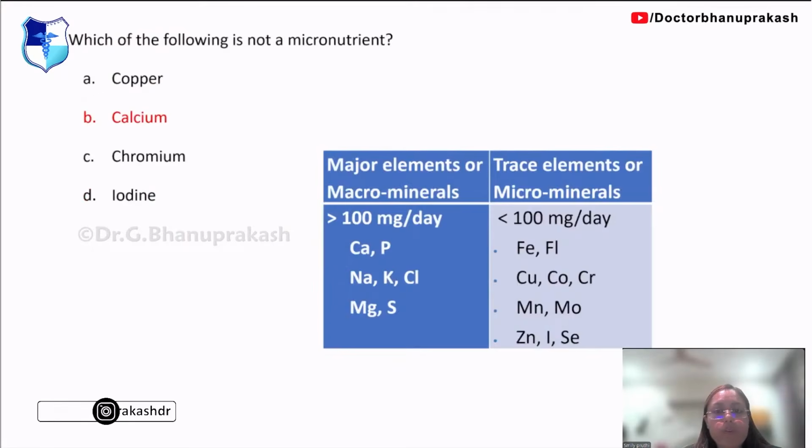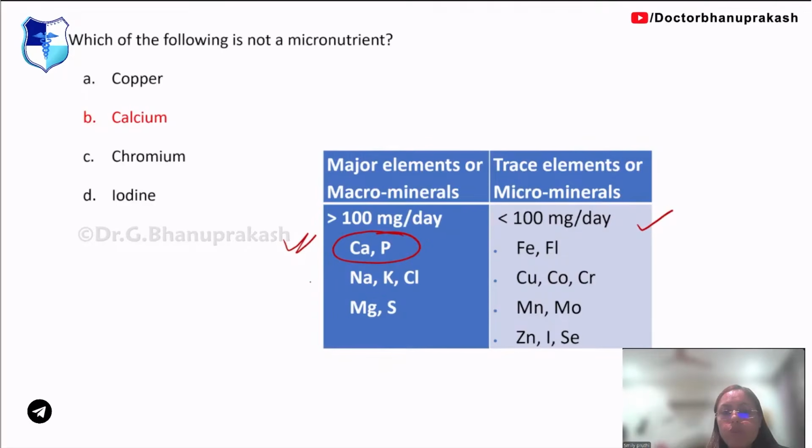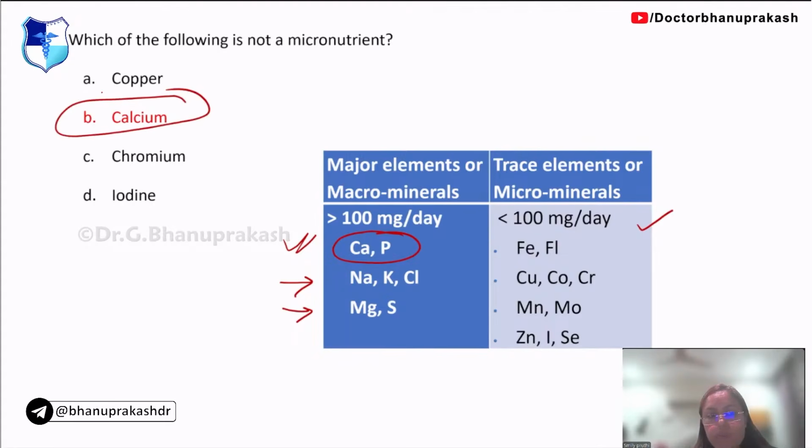Next, which is not a micronutrient. If less than 100 milligram per day, then it is micro. If more than 100, it is macro. You can use your common sense here. Calcium, phosphorus present in bones, obviously they are required in more amount. Sodium, potassium, chloride present in blood and cells. And also magnesium and sulfur, they are macro. Okay. So obviously calcium is a macro, not a micro.